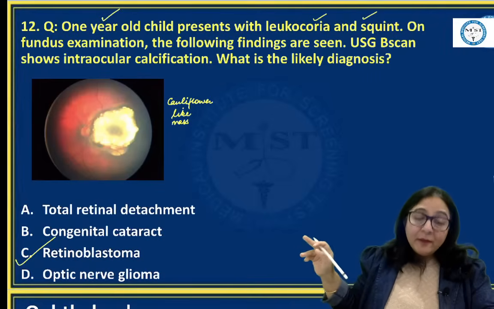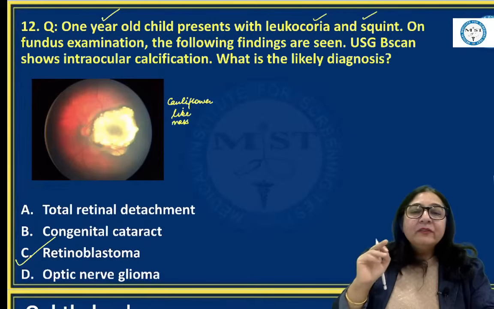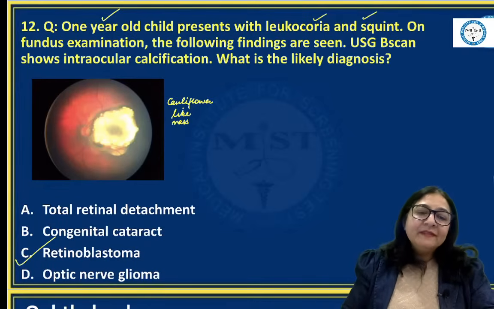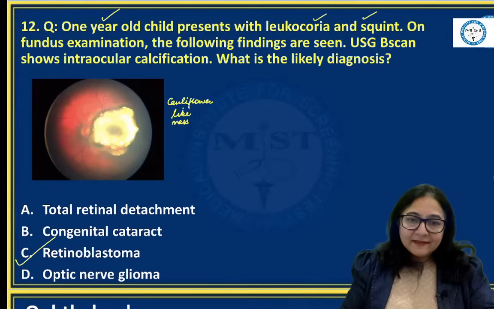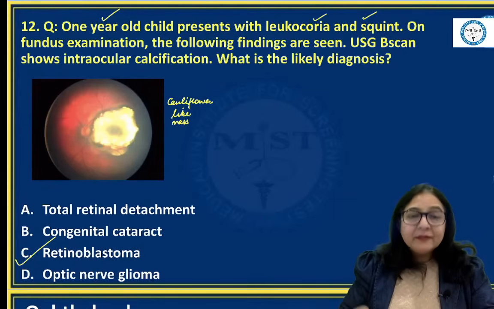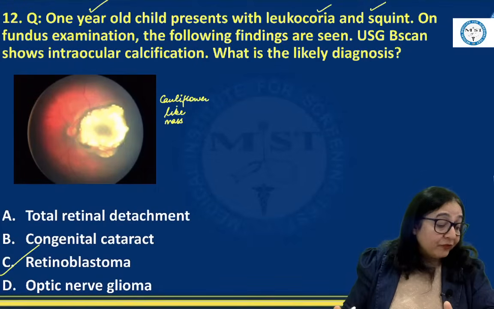Optic nerve glioma. Optic nerve glioma is a tumor of the optic nerve which is usually present in cases of neurofibromatosis type 1, von Recklinghausen disease. Okay, right? So this is a typical case scenario with typical fundus presentation in the cases of retinoblastoma.